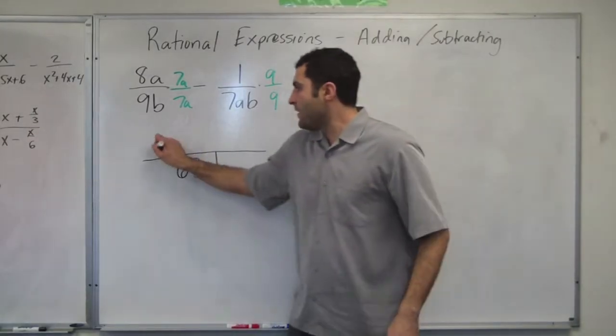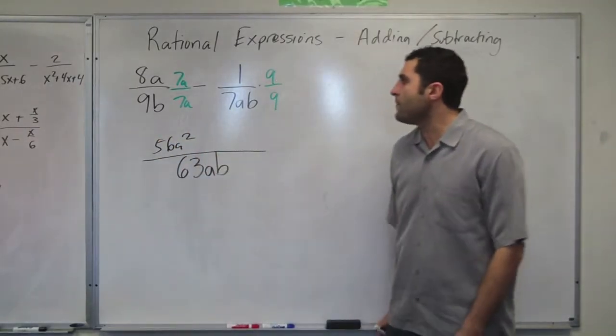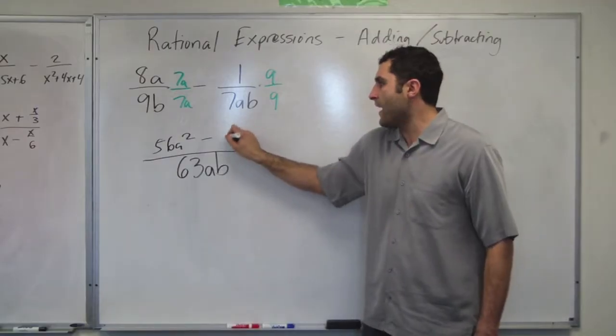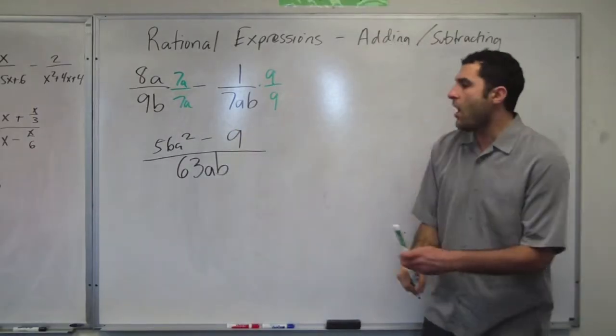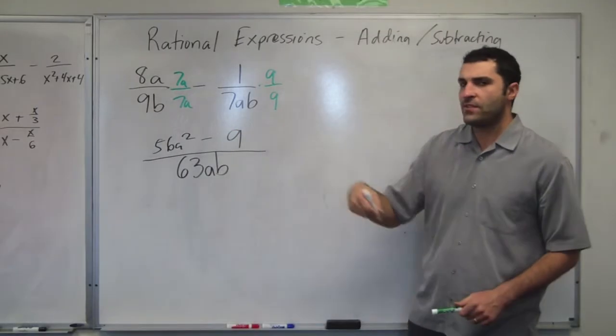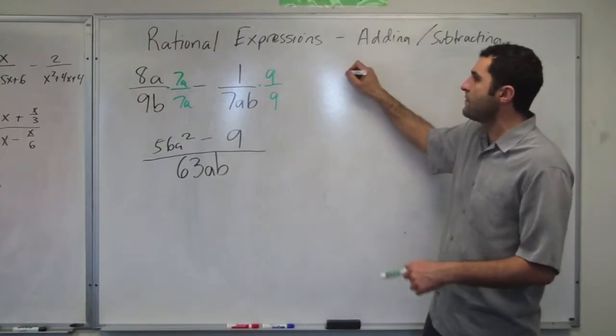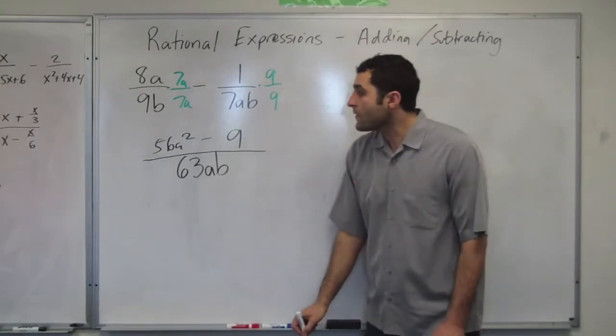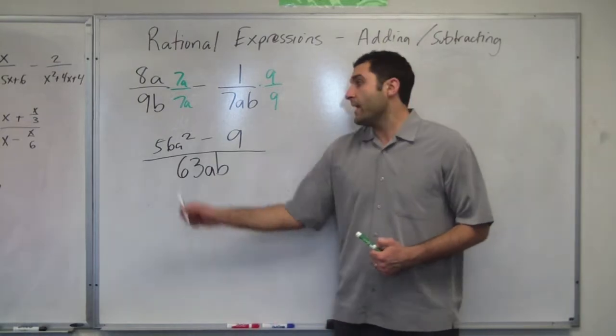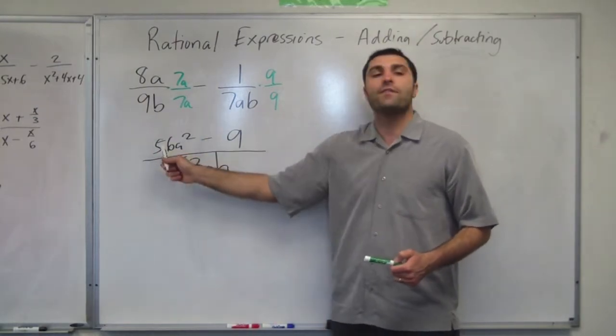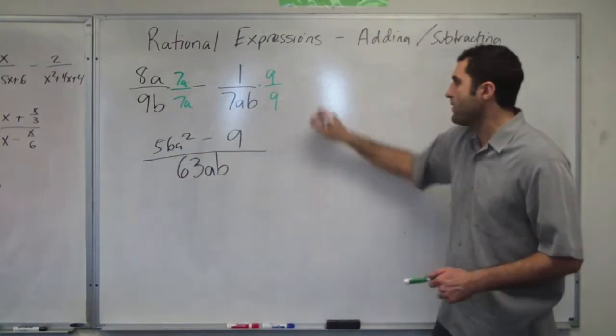And what will the left fraction result in? 56A squared minus 9, all over 63AB. 8A times 7A is 8 times 7, 56, and A times A is A squared. So 56A squared.